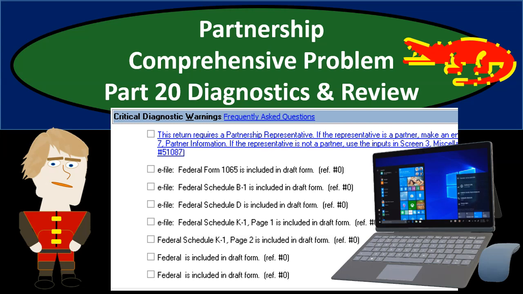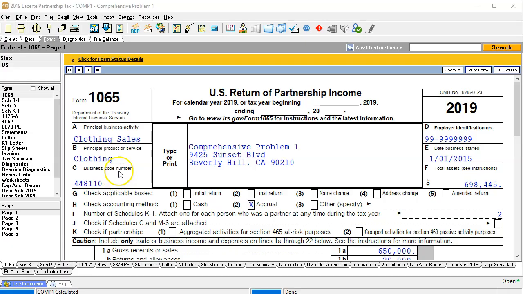In this presentation, we will continue on to part 20 of our comprehensive partnership problem. We will be taking a look at diagnostics and review of the tax return. Here we are on our Form 1065.